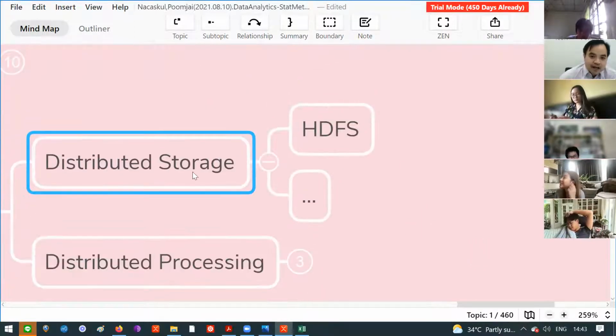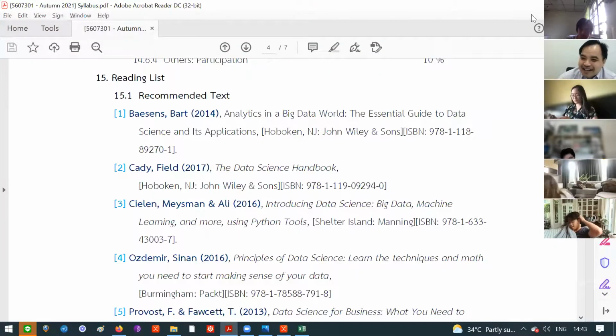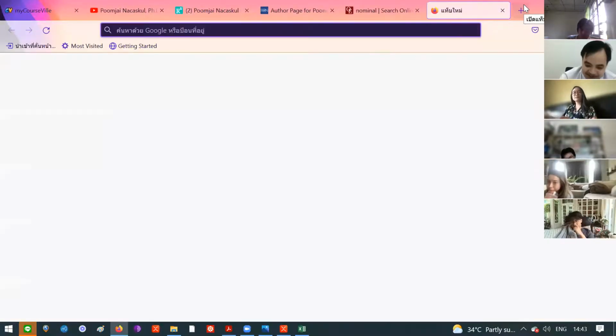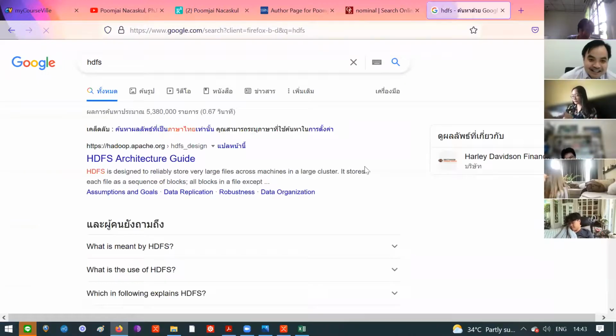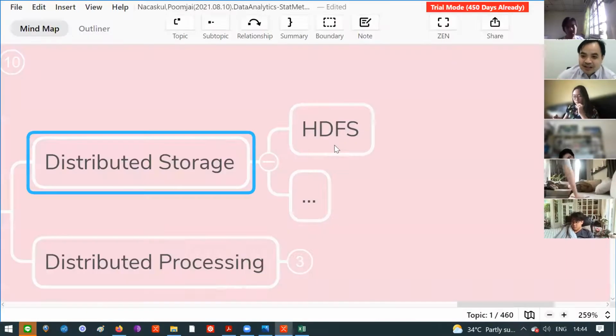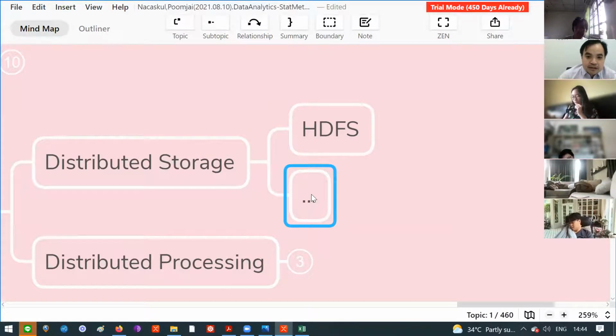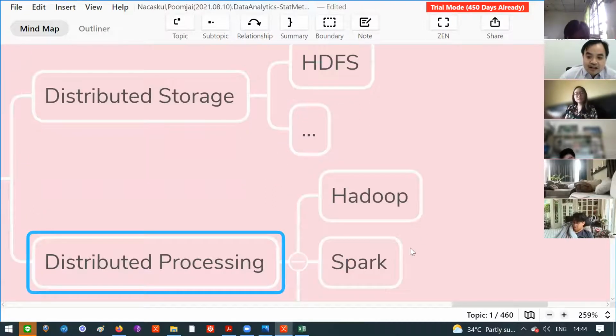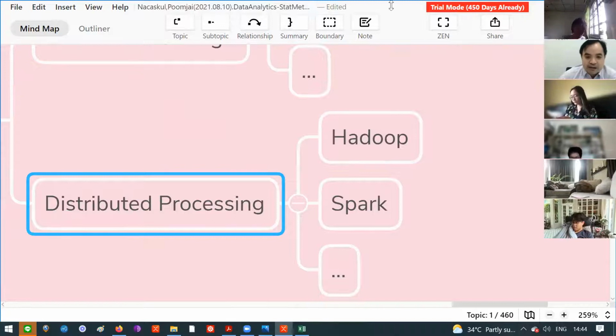Hadoop data file storage, right? Or Hadoop, I keep messing this up. What does HDFS stand for? HDFS is Hadoop Distributed File System. And there are many newer versions that improve on this. For distributed processing, you have Hadoop, you have Spark, you have all kinds of stuff.